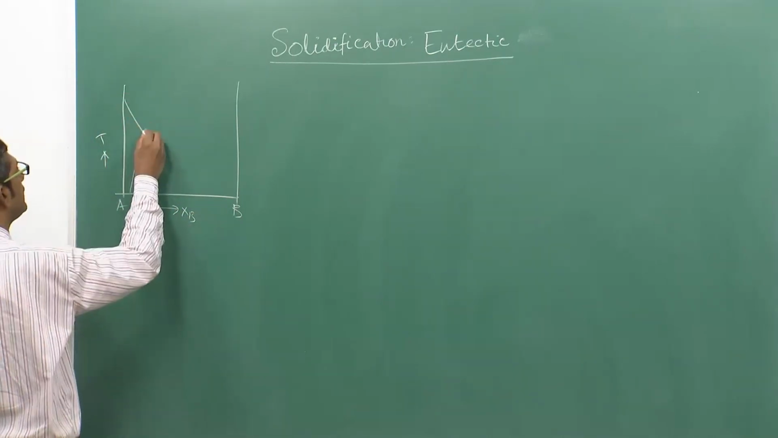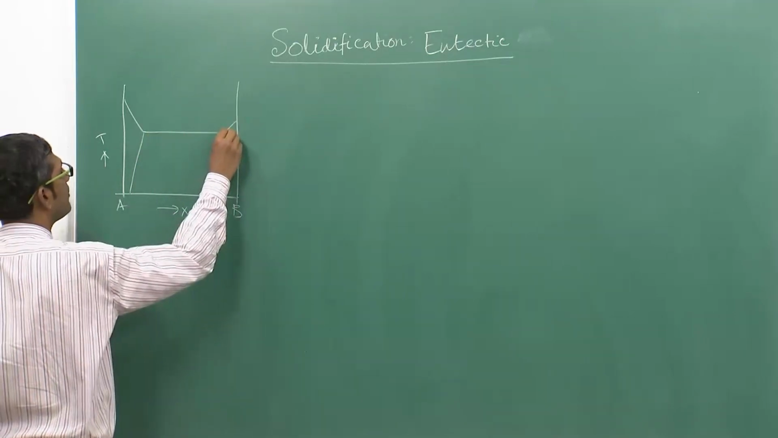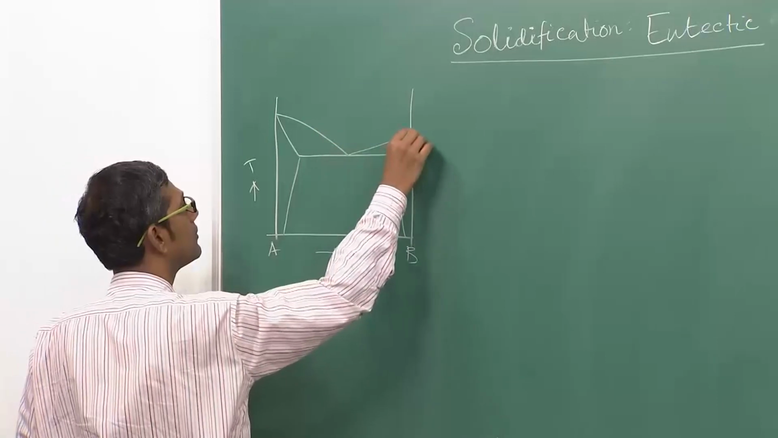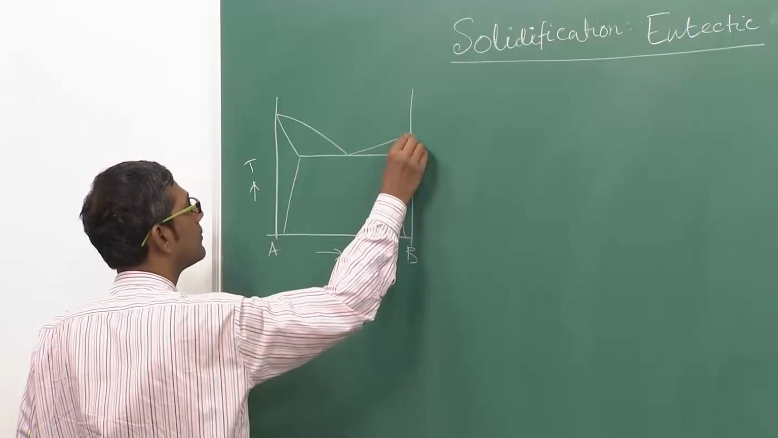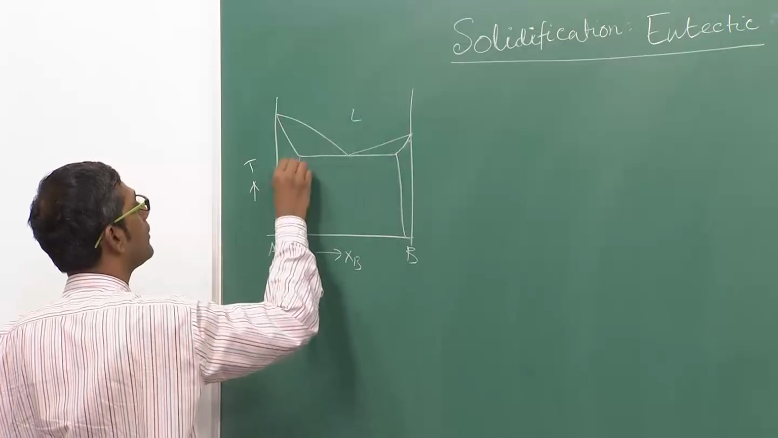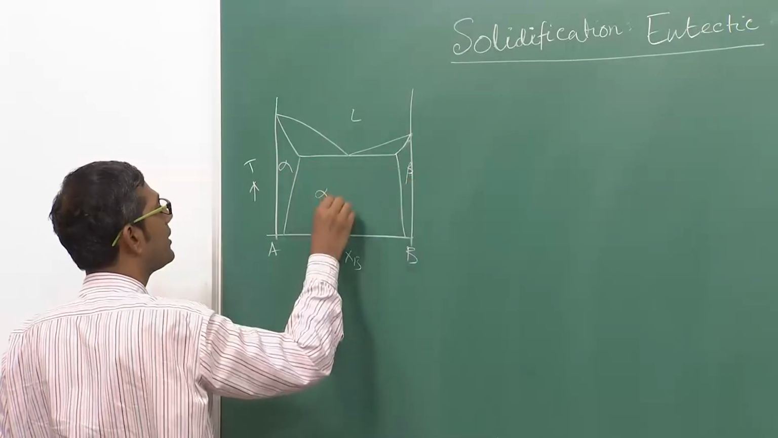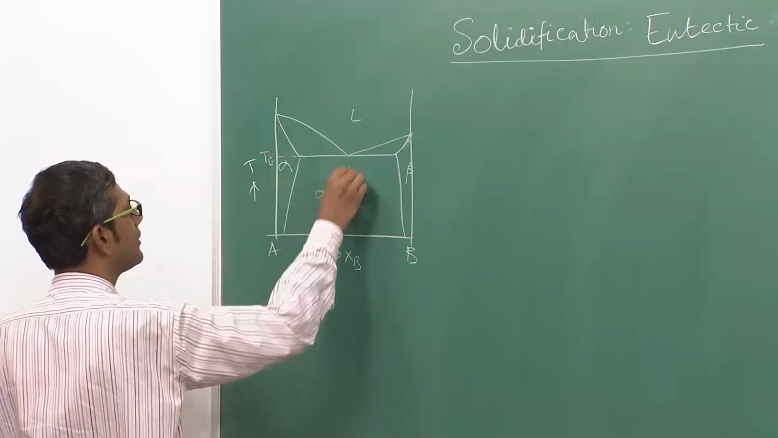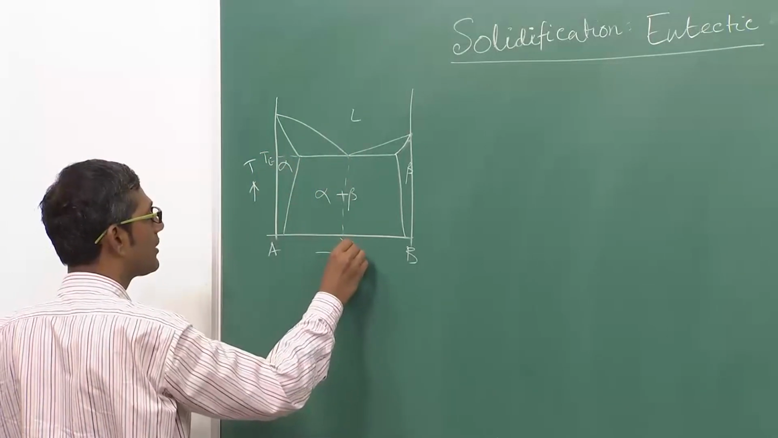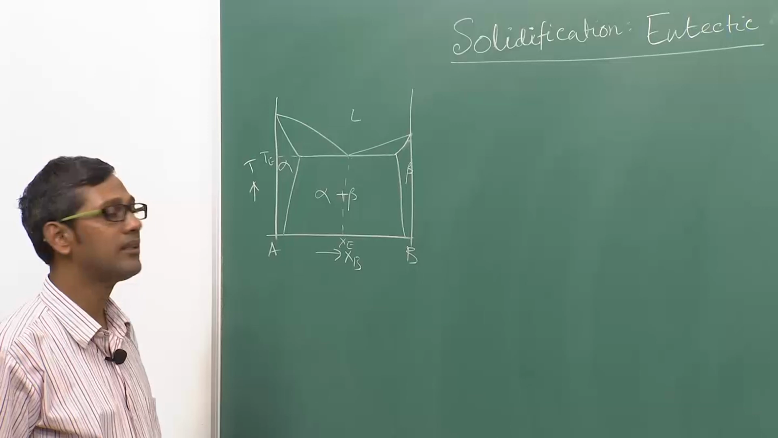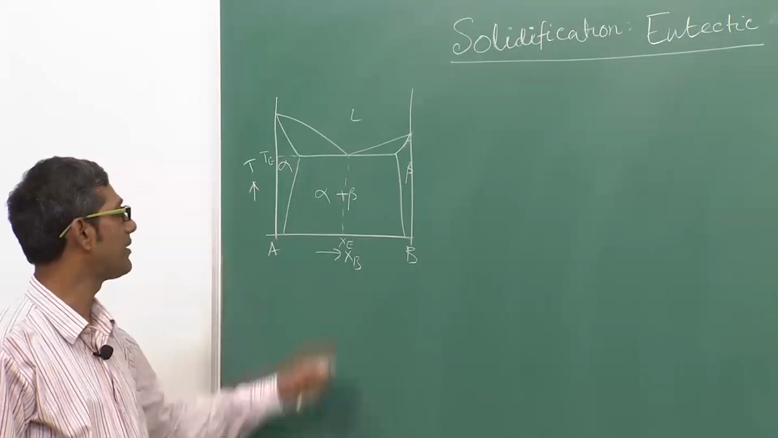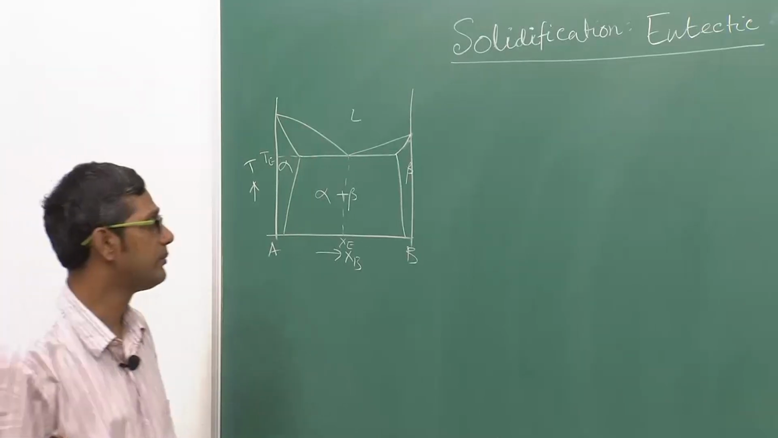As usual, it is a phase diagram with two terminal solutions. Liquid transforms to two phases, alpha and beta, at the eutectic temperature. And we are going to discuss only the case for which the composition of the alloy is exactly the same as the eutectic, that is equal to Xe.